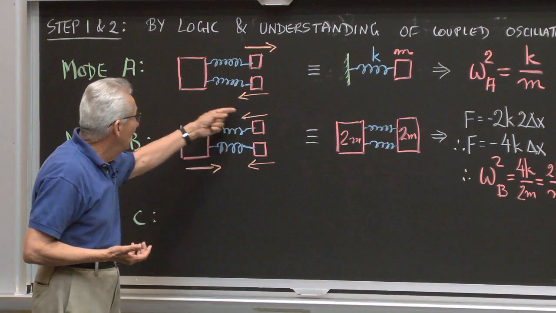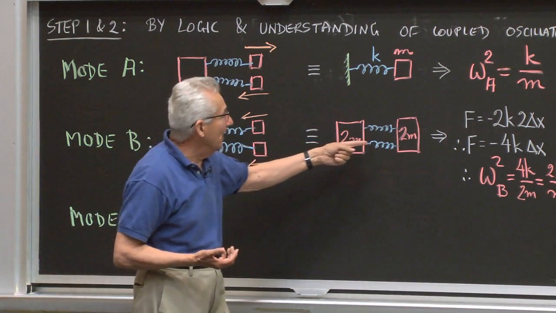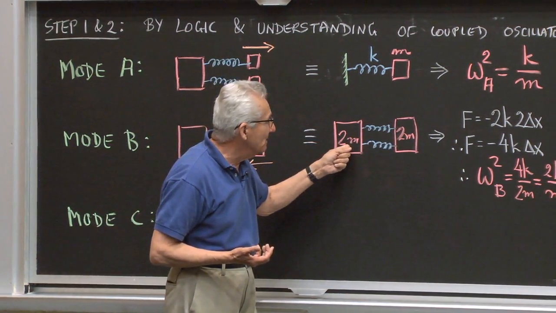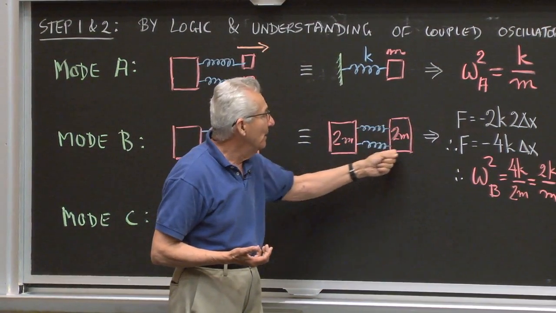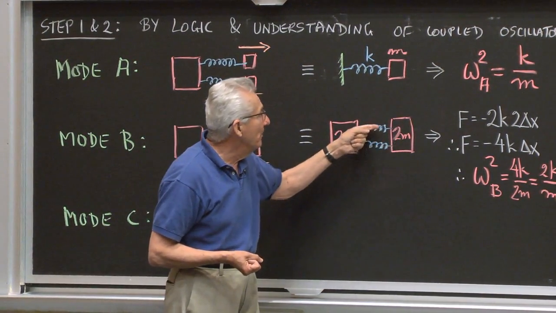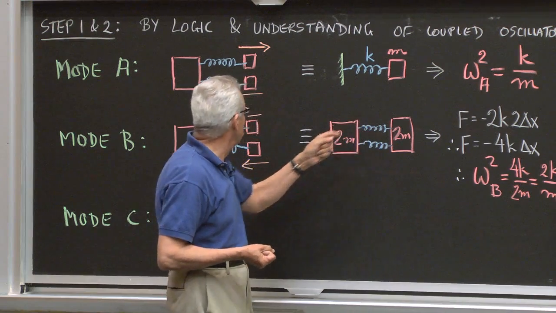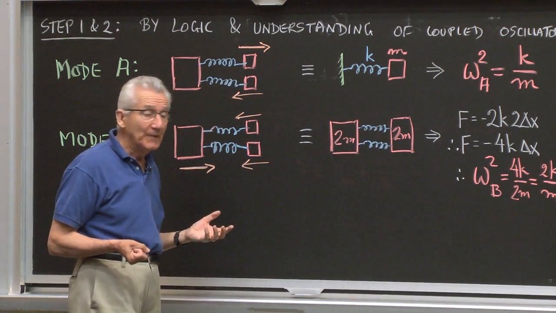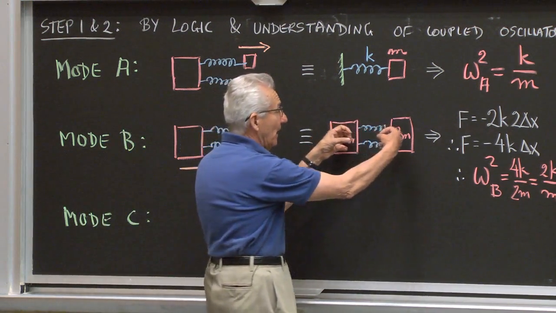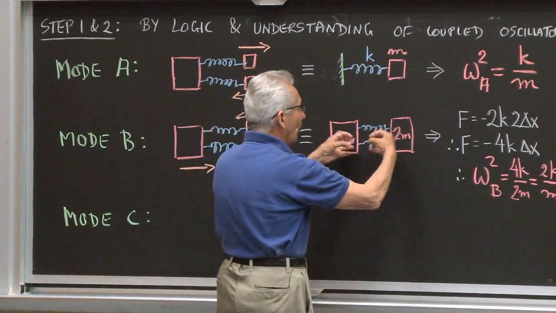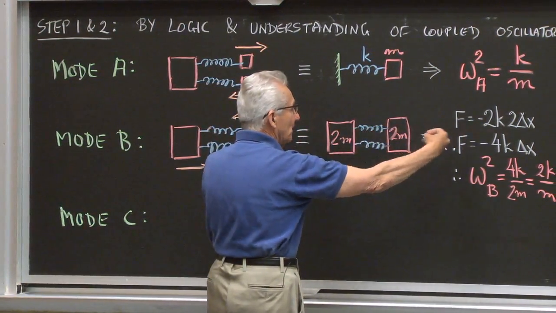Effectively, these two will look like that. It's as if I had a mass of 2m attached to a mass of 2m by two springs, each of spring constant k. And as I pull this back, this will oscillate like this.